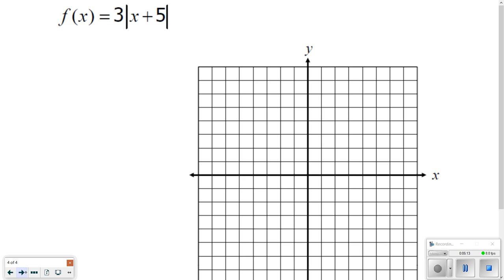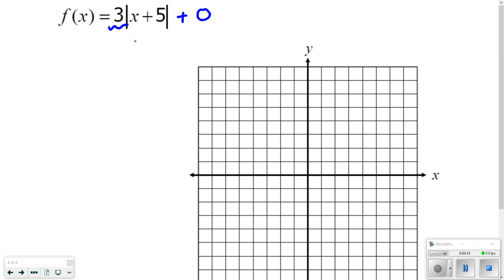Okay, I have a function, 3 times the absolute value of x plus 5. Notice here, I don't have a k value off to the side. So really you can think of it as being a plus 0 out here. So we have an a value of 3. That means the slope of my right side will be positive 3. The slope of my left side will be negative 3. And we need to use our h and k values to find the vertex.